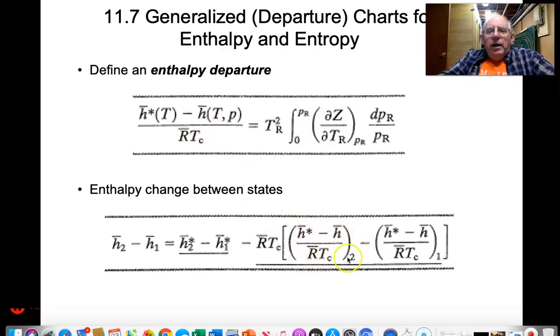And so one now can determine the actual enthalpy change by looking at charts for this value and this value, knowing how the enthalpy changes between two temperature points for the ideal gas, and then do this correction.